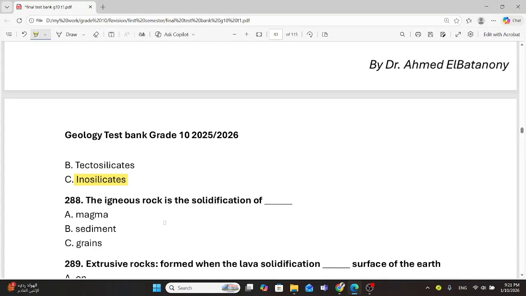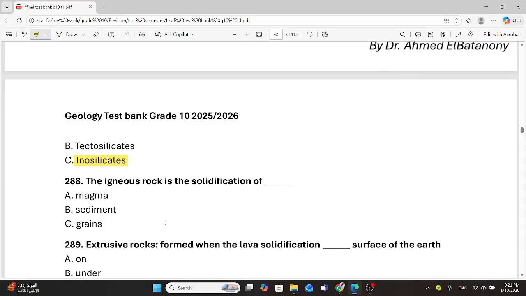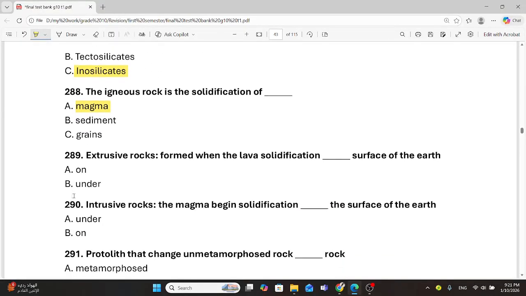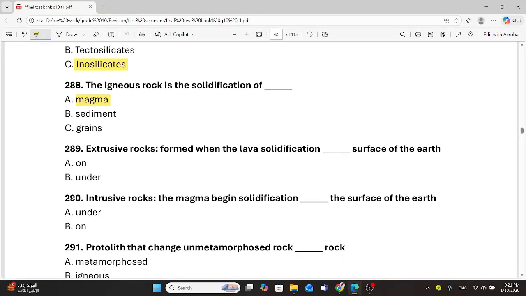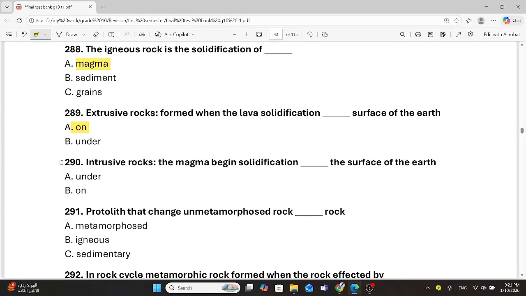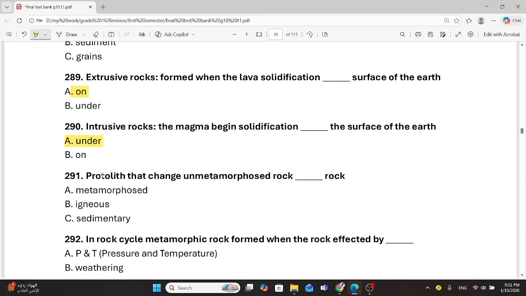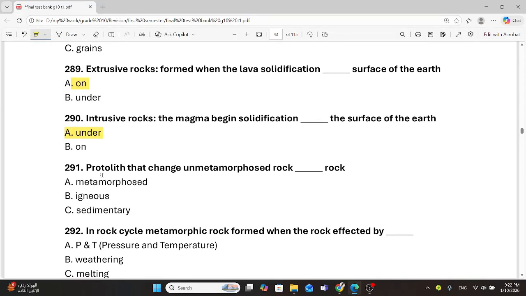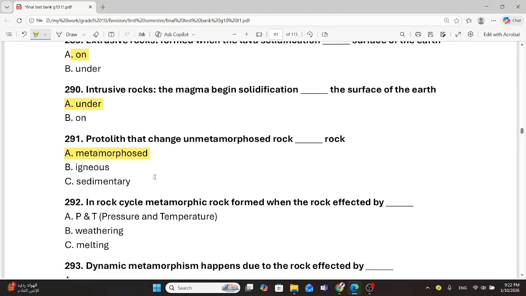The igneous rock is the solidification of magma, sediment or grains. Of course, magma. Extrusive rocks are formed when the lava solidifies. Extrusive means on the surface, intrusive means beneath the surface. Okay. Precise that change on metamorphosed rock. Metamorphosed rock.